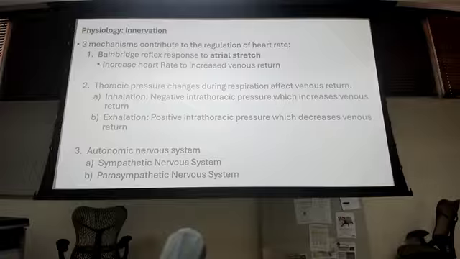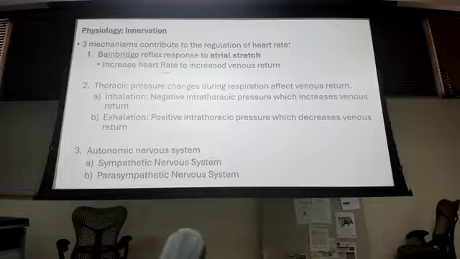The one is the Bainbridge reflex, which is a response to atrial stretch. So as you're increasing preload, that stretch of the atria will trigger the heart rate to increase, because of that increased venous return. So you're increasing your preload, and I've got to increase my stroke volume, my cardiac output, so that the increasing preload doesn't overwhelm the heart.